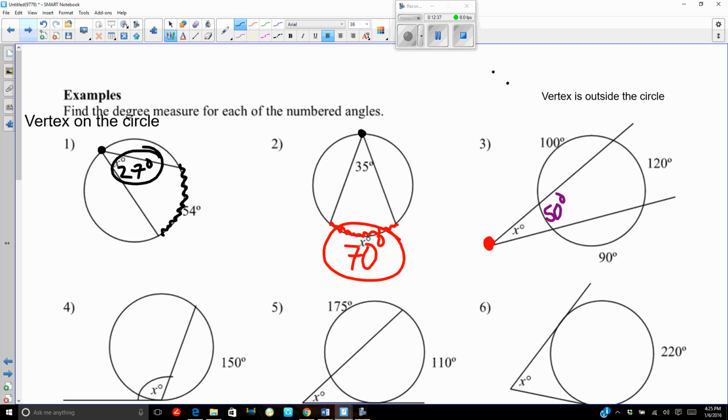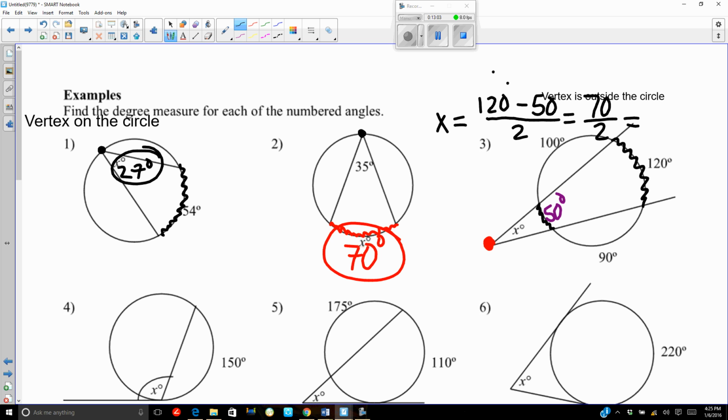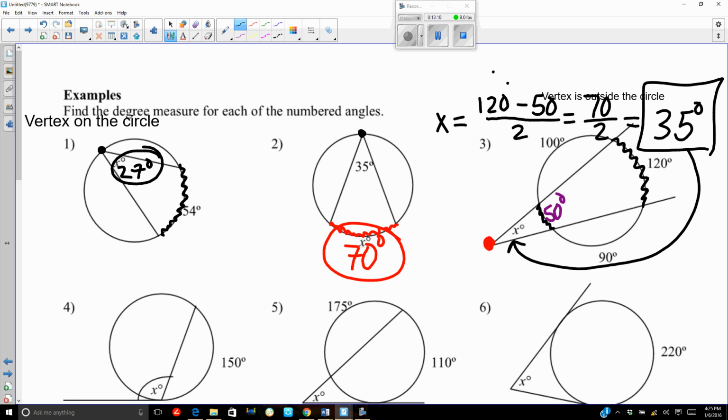So the big arc is 120. So that means x is going to equal the big arc, which is 120. That angle intersects this arc, minus the little arc that it intersects, which is 50, divided by 2. So 120 minus 50 is 70. 70 divided by 2 is 35. And that seems like a reasonable answer too. If you just look at it, that looks like about a 35-degree angle. So x equals 35 is our answer to number 3.